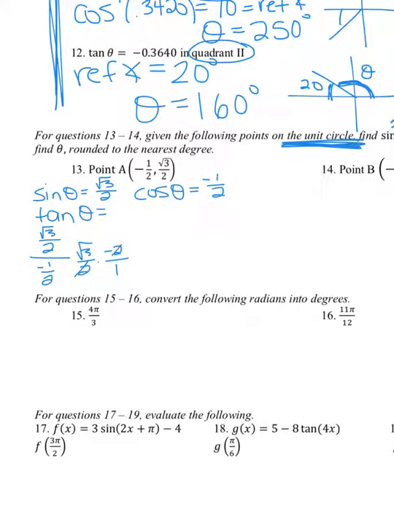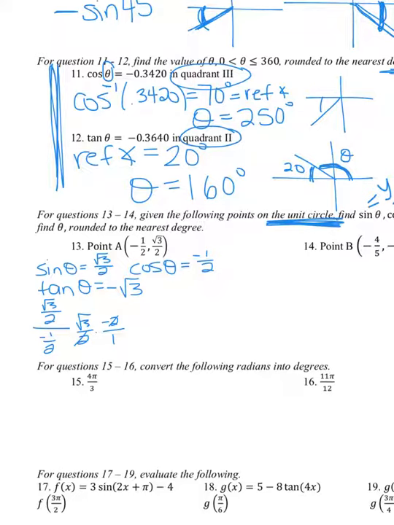These cancel. I get negative square root of 3. Okay, now I have to find theta. So I can type any of these. You know how up here for numbers 11 and 12, you were only given one thing. You were given the cosine of theta is this. Down here, you're given 3. No matter which one you do, you're going to end up getting the same reference angle, so it does not matter.